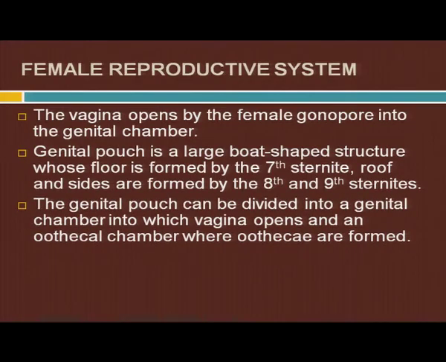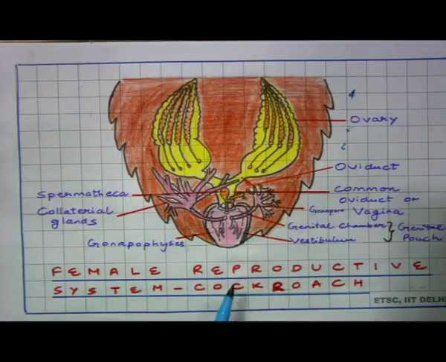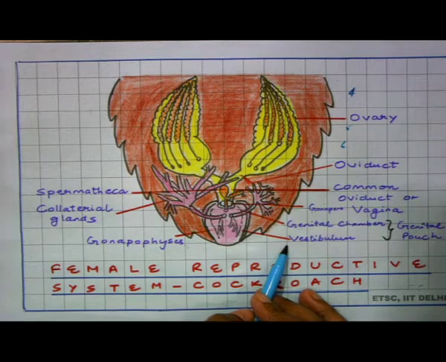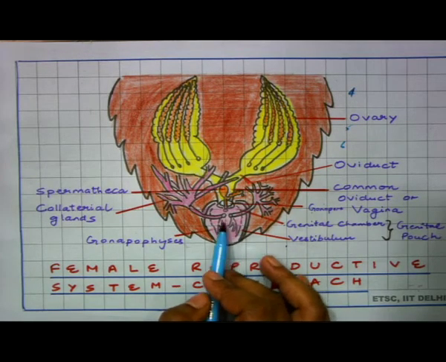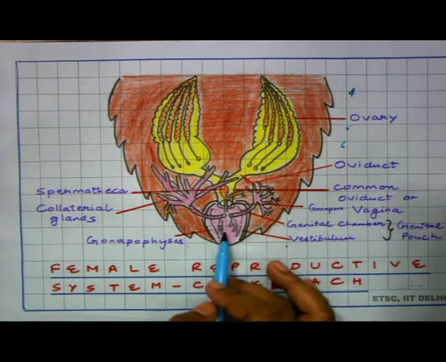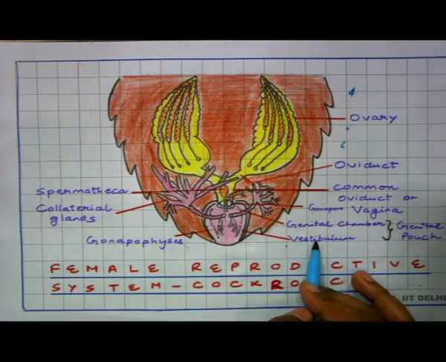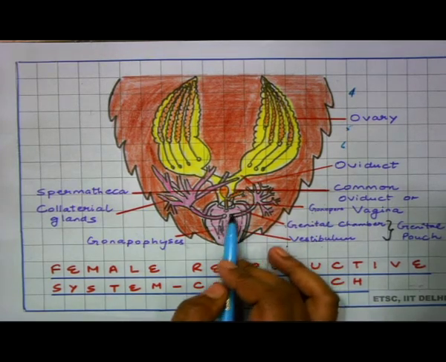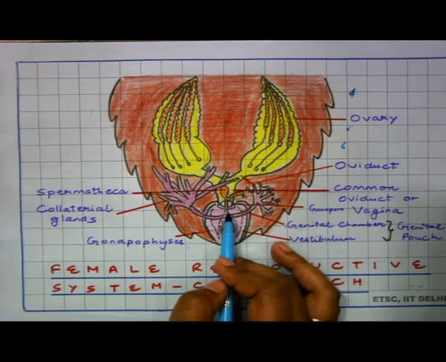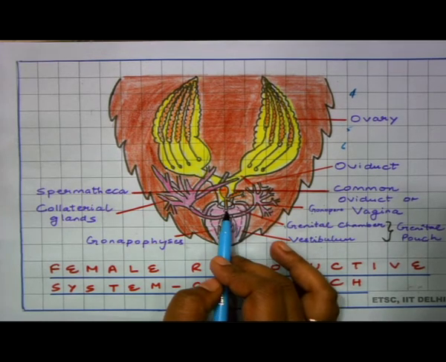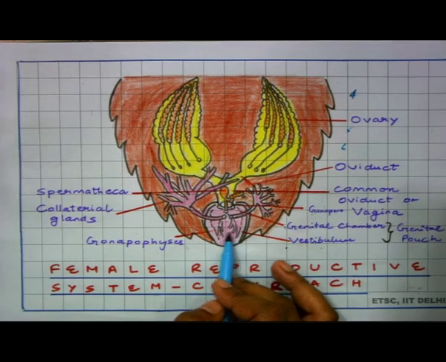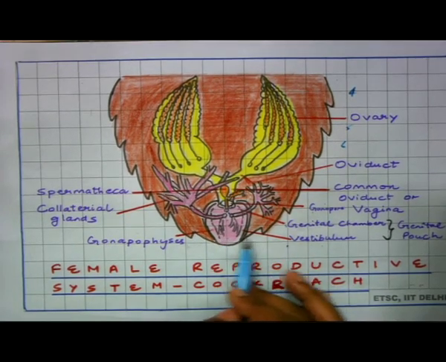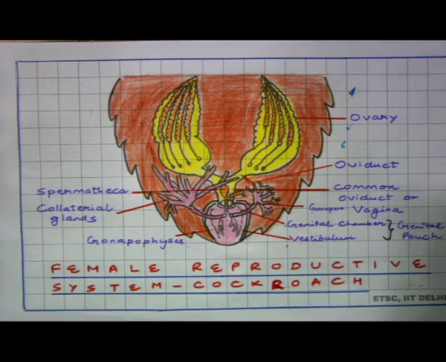The genital pouch can be divided into two chambers, a genital chamber and the other is the vestibulum. The vestibulum is also known as the oothecal chamber, where the ootheca will be formed. So, the genital chamber is the one into which the female gonopore opens, and the vestibulum is the part where the ootheca will be formed.